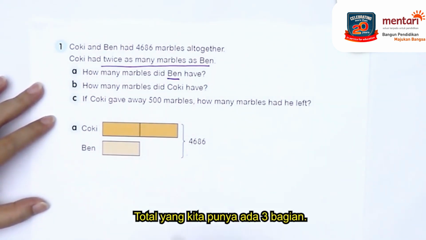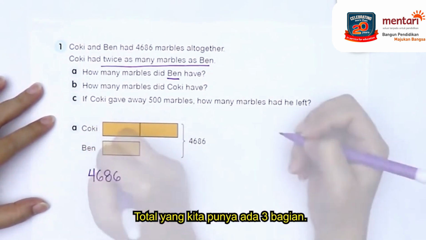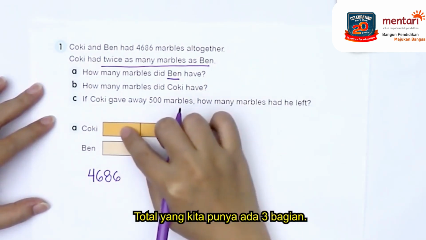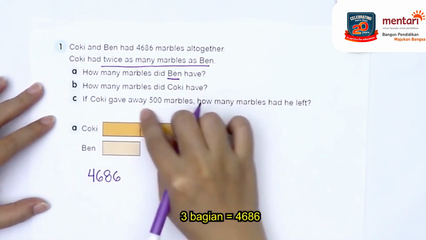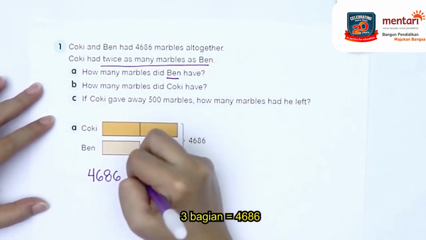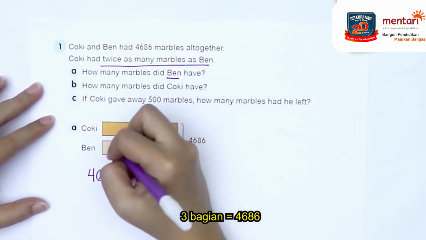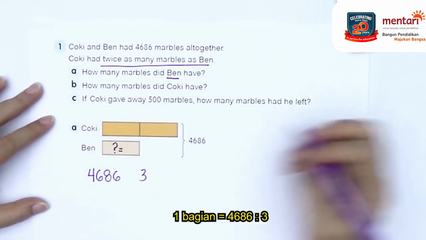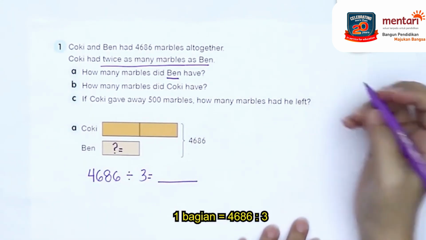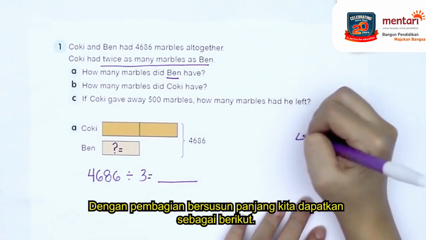Now, the total is 4,686. That 4,686 is both for Koki and Ben. And as you can see, how many units do we have? We've got 3. So what operation are we going to use to find out 1 unit? We need to divide. You can always do your working on the side. Let us use our long division.